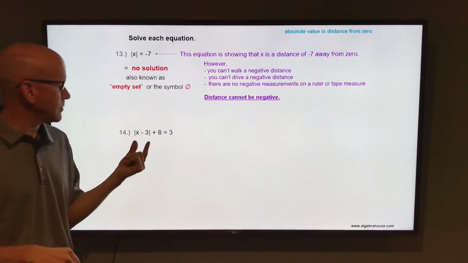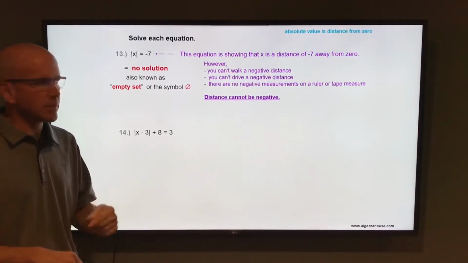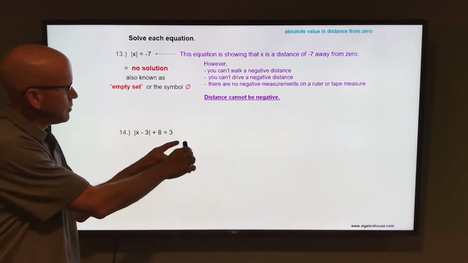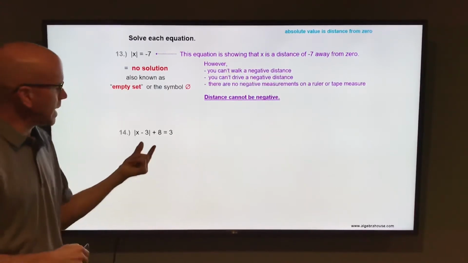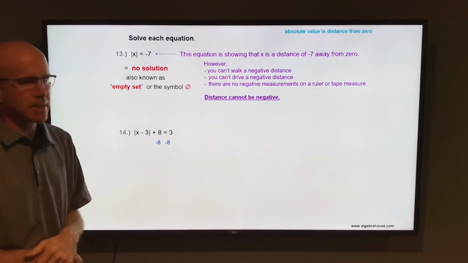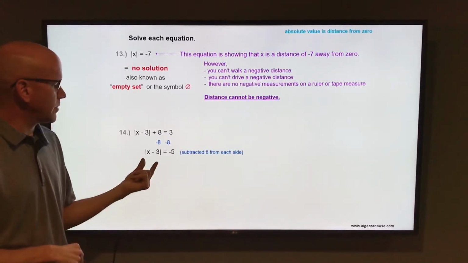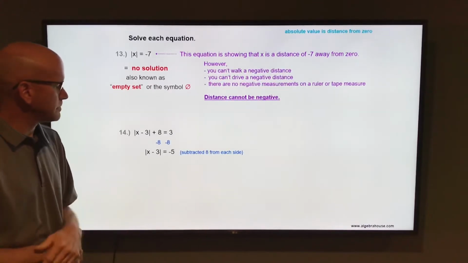Next equation, the absolute value of x minus 3 plus 8 equals 3. Once again, we have an 8 there that we need to move to the other side. So to move that 8 to the other side, subtract 8 from each side. And if you do that, you end up with the absolute value of x minus 3 equals negative 5.